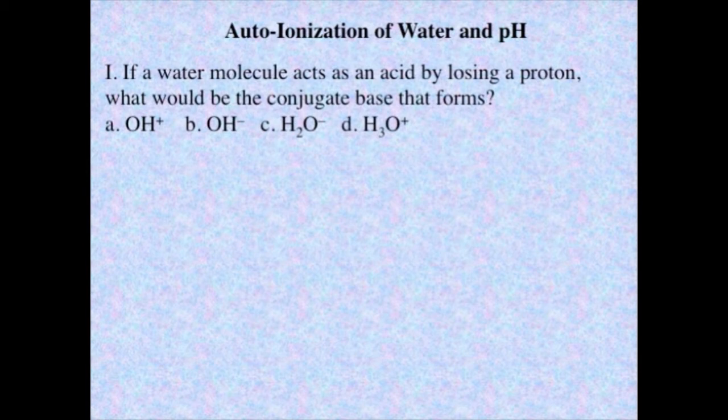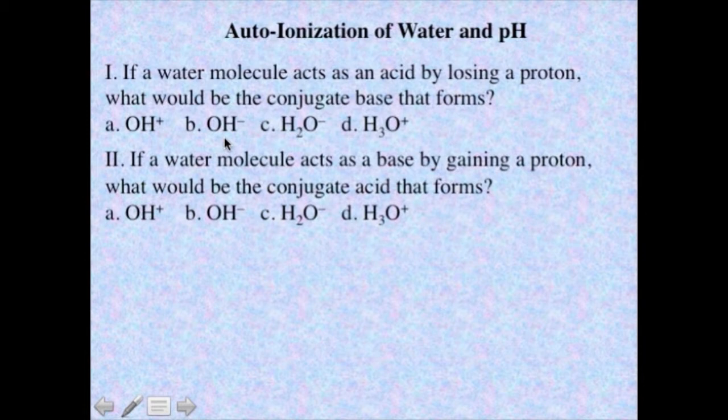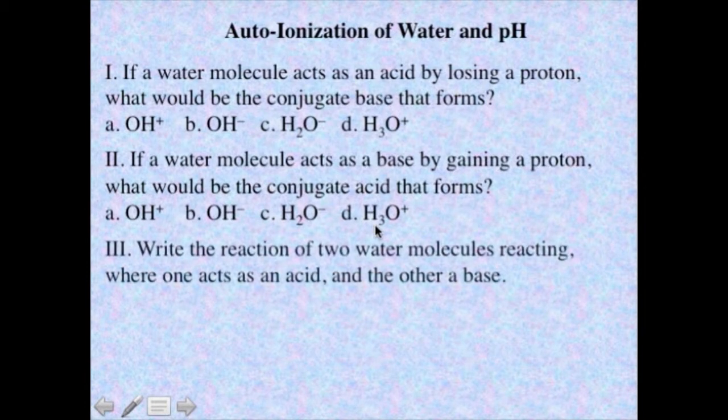The auto-ionization of water, and the concept of pH. If a water molecule acts as an acid by losing a proton, then what would be the conjugate base that forms? And of course it would be the hydroxide ion. If a water molecule acts as a base by gaining a proton, then what would be the conjugate acid that forms? And of course that would be the hydronium ion, H3O+.